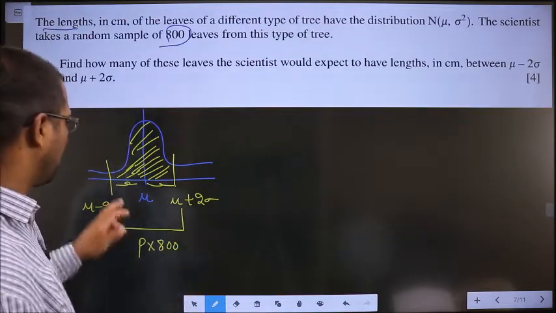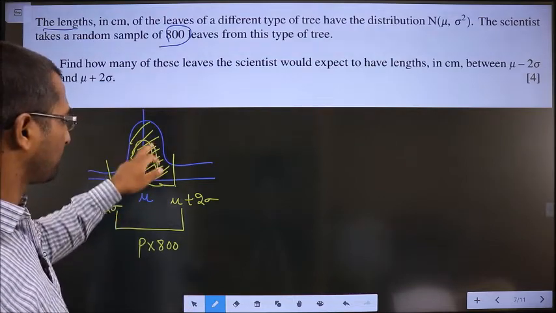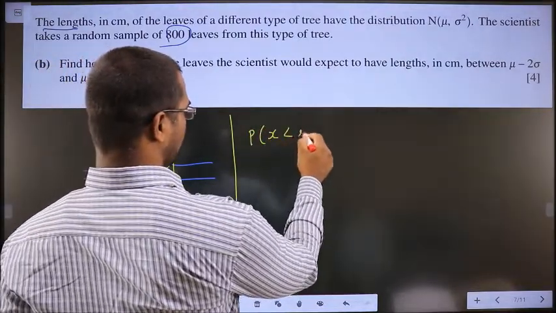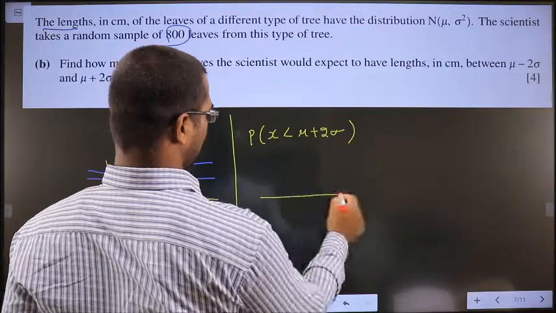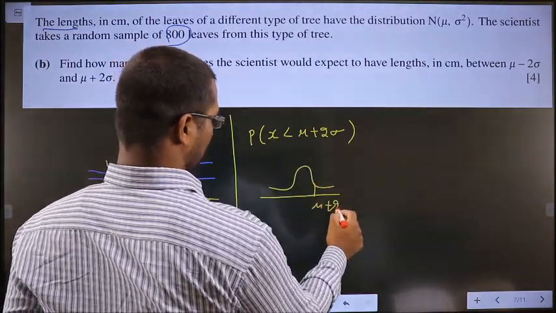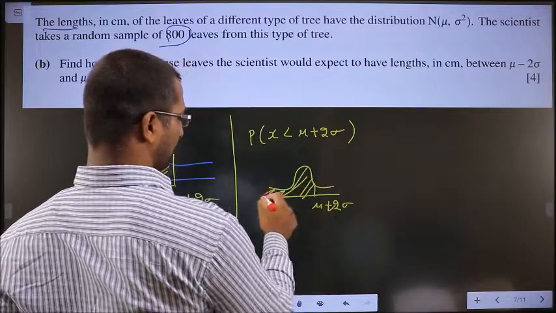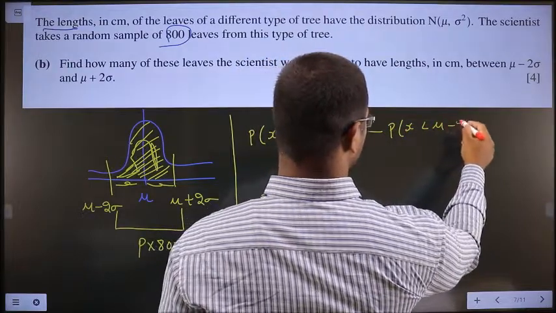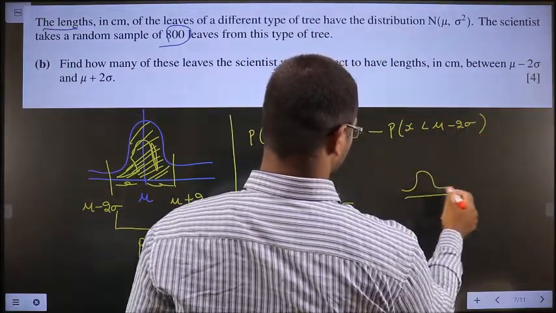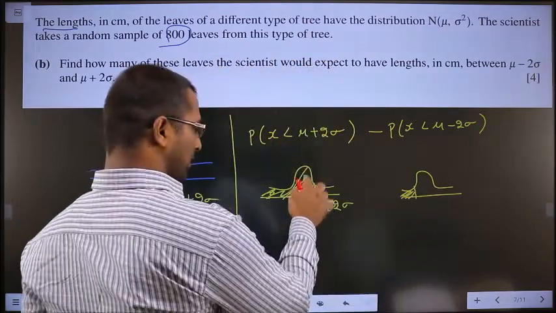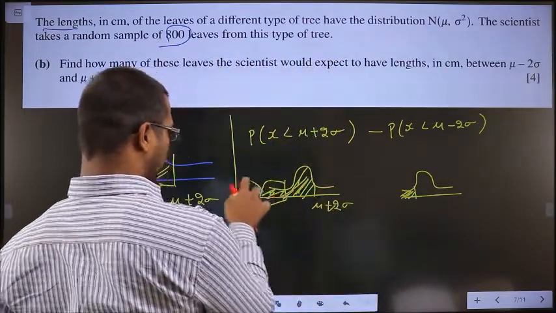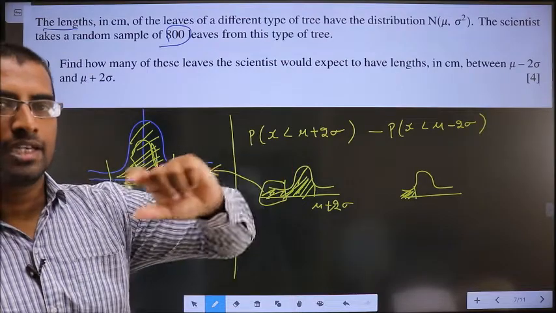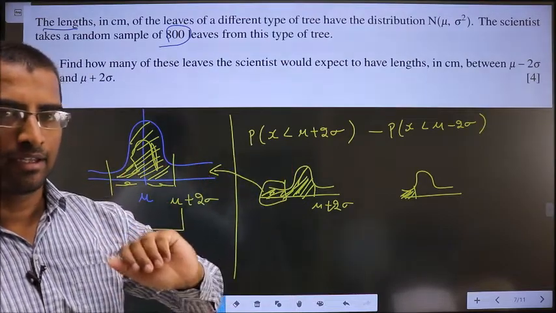Clear? Okay. Now to find this in-between area, what we do is P of x less than mu plus 2 times the standard deviation, which gives this entire area. From that, if I remove P of x less than mu minus 2 standard deviation, that is, if I remove this area, it will result in the between part. This is how we frame the first line. Okay, let's continue.